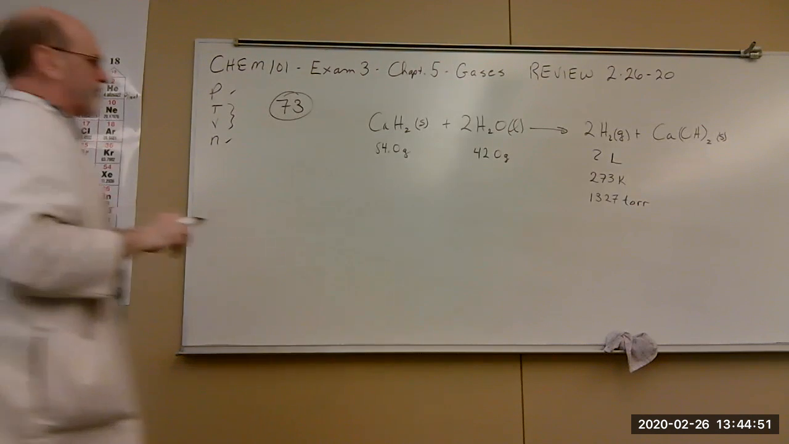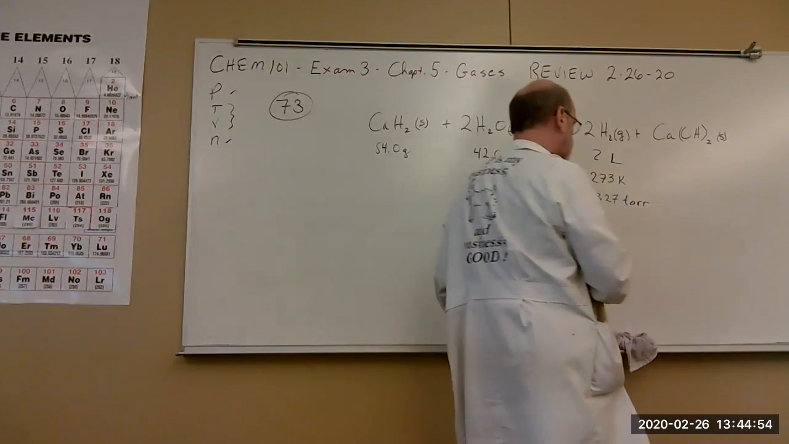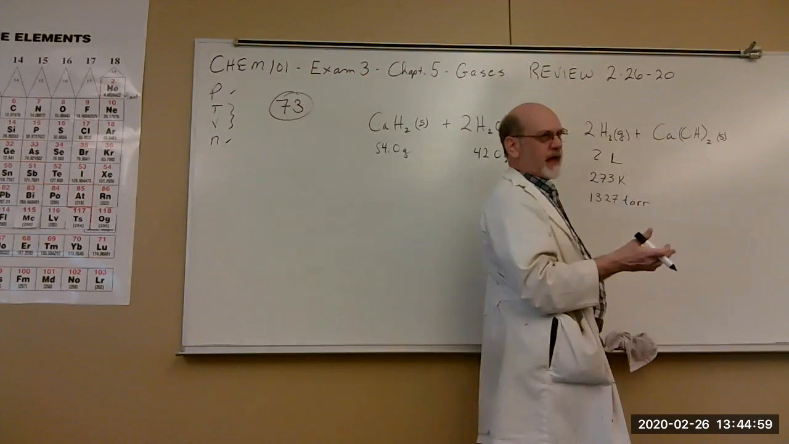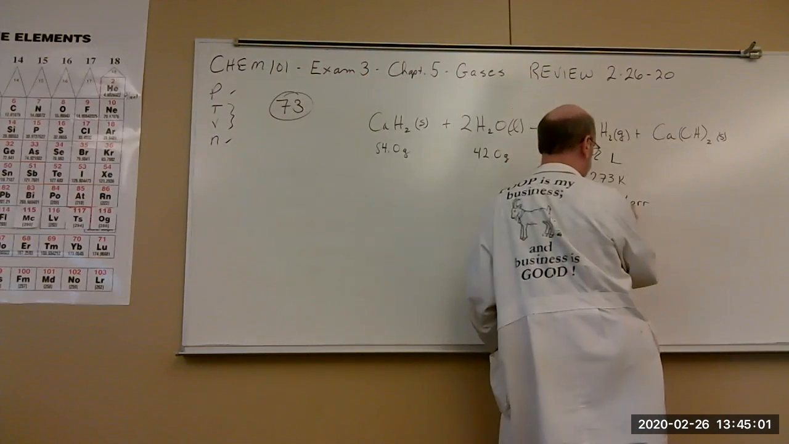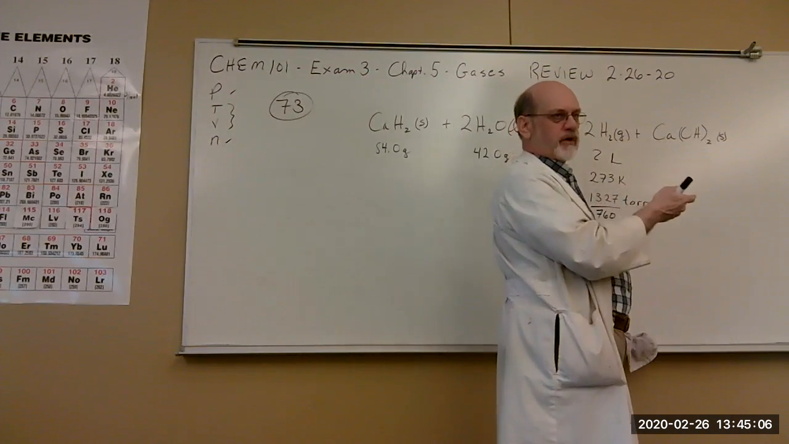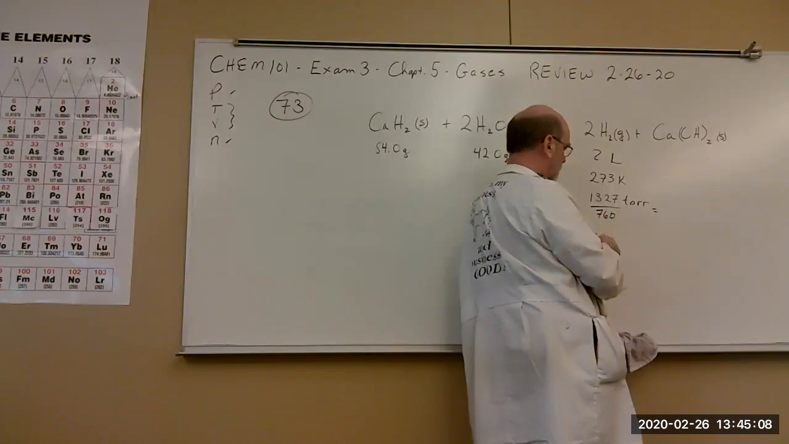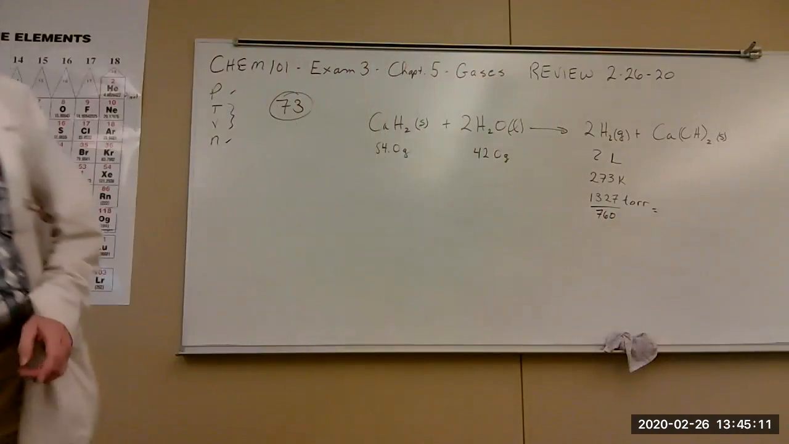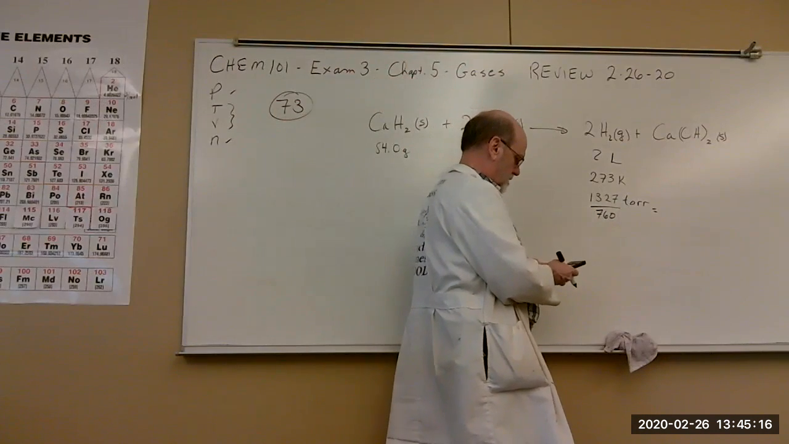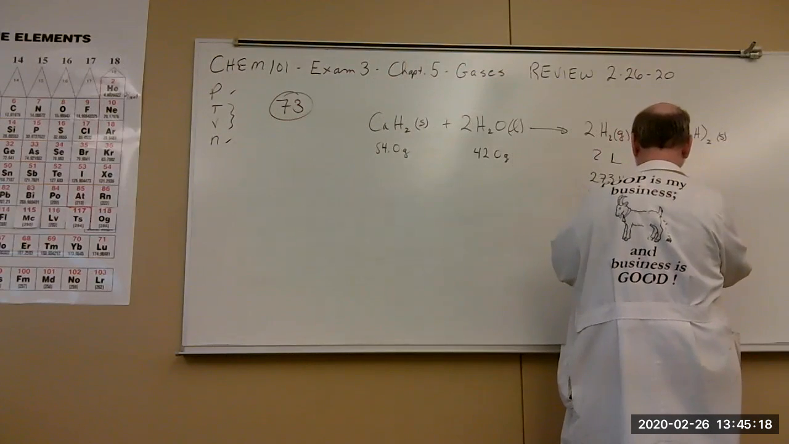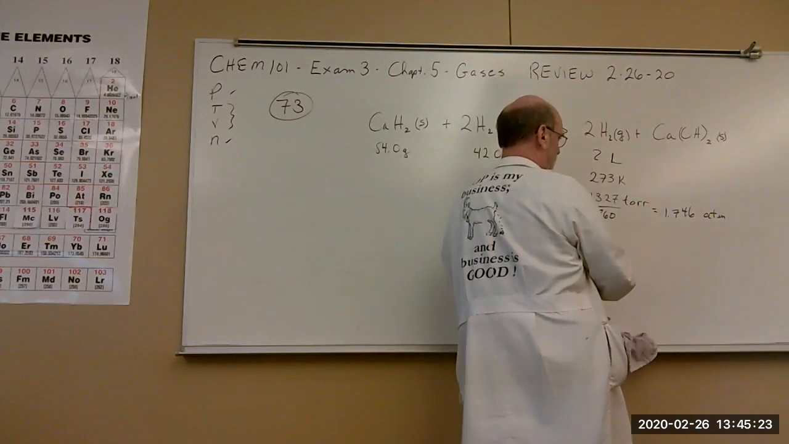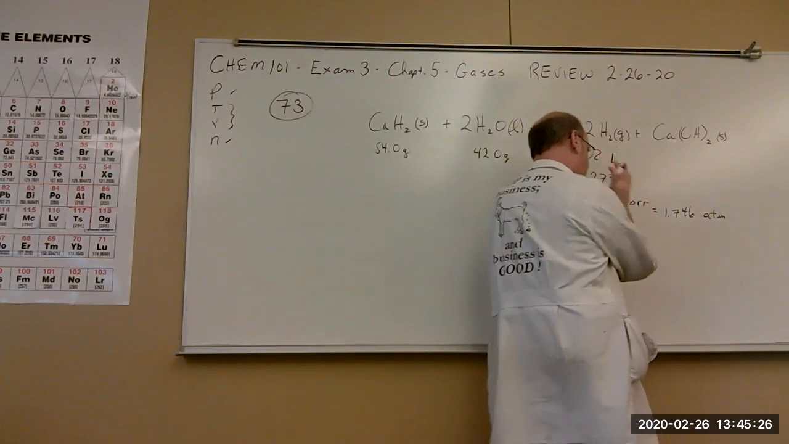Okay, so let's work backwards. We know torr, and we're going to have to convert that to atmospheres. There's no way around it. Right, 1 torr is 1 millimeter of mercury, so the conversion factor is the same. And so we have 1.746 atmospheres. Temperature's already there.